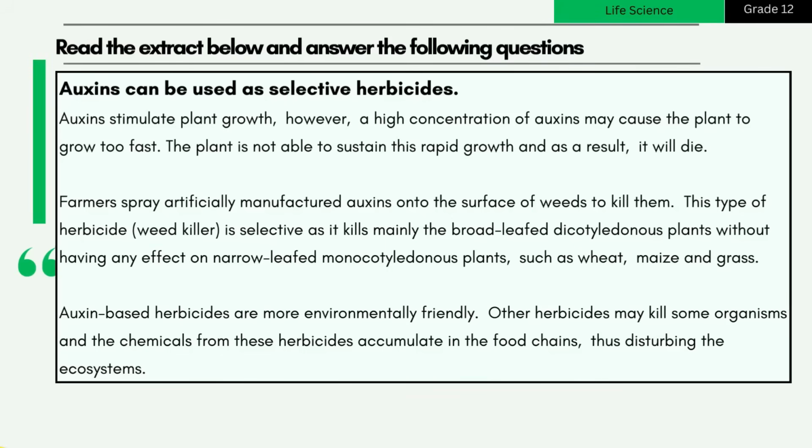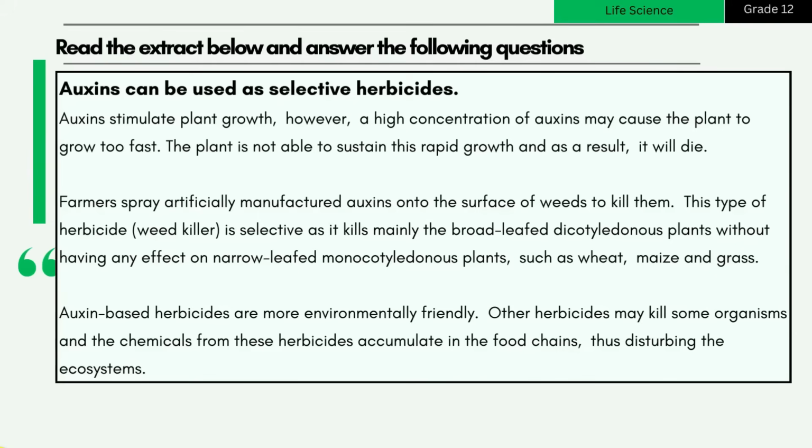Read the extract below and answer the following questions. Auxins can be used as selective herbicides. Auxins stimulate plant growth, however, a high concentration of auxins may cause the plant to grow too fast. The plant is not able to sustain this rapid growth and as a result, it will die. Farmers spray artificially manufactured auxins onto the surface of weeds to kill them. This type of herbicide, weed killer, is selective, as it kills mainly the broadleaf dicotyledonous plants without having any effect on narrow-leafed monocotyledonous plants, such as wheat, maize and grass.